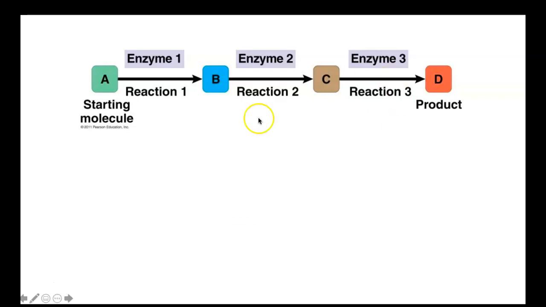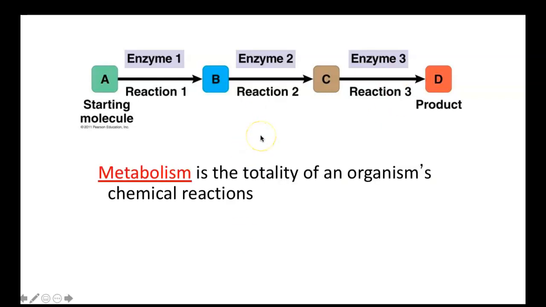Enzymes are proteins. Enzymes are going to be involved in metabolism. Metabolism is the totality of an organism's chemical reactions, and so those chemical reactions are going to occur because of the help of enzymes, which are also known as catalysts. They're going to speed up the rate of reactions. So pause if you need to write that down.